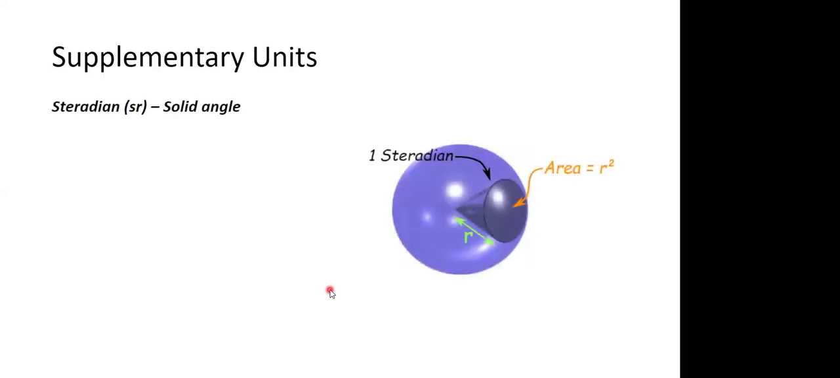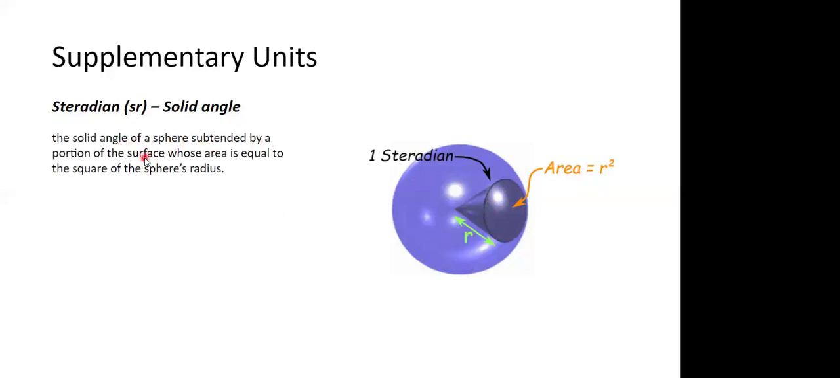So steradian, solid angles, we don't have much about steradian. The only thing you should know is that it is the unit used to measure solid angle, and one steradian is defined as the solid angle subtended at the center of a sphere by an area equal to the radius squared. So the solid angle of a sphere subtended by a portion of the surface whose area is equal to the square of the sphere's radius. Radian and steradian have no dimension.